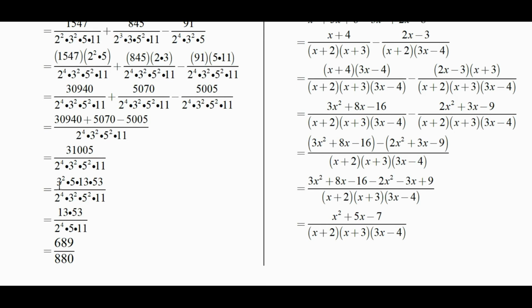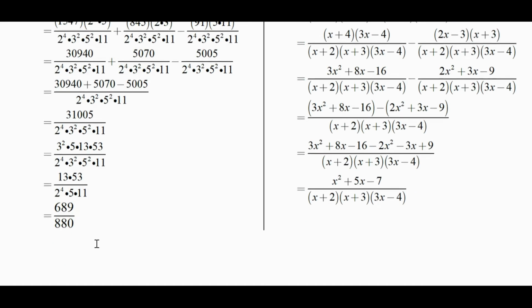Now we see we can do some canceling. The 3 squareds cancel and one of the 5's cancels. And then we can see this is clearly reduced because this is all prime numbers in the top and bottom, and there's nothing that will cancel. So that's a reduced fraction. And then we just clean it up by doing 13 times 53 is 689, and 2 to the 4 times 5 times 11 is 880.